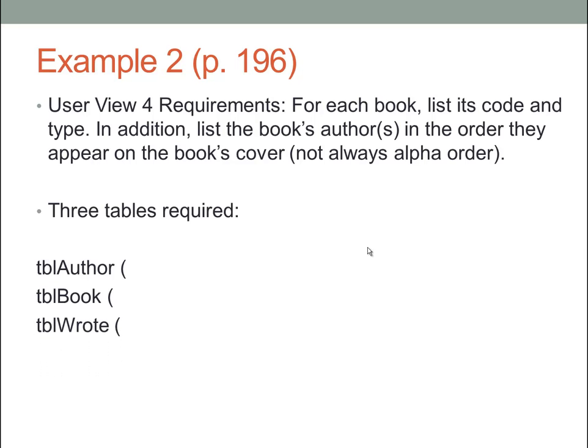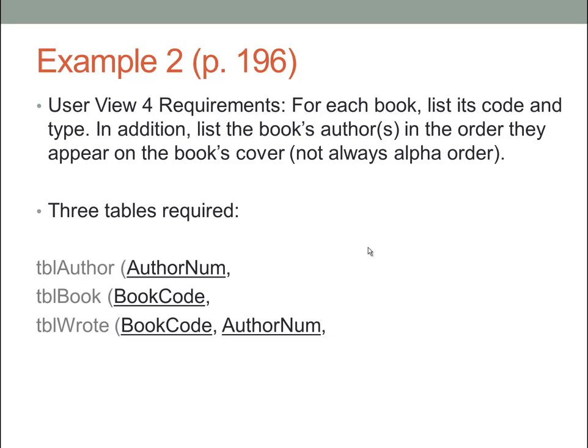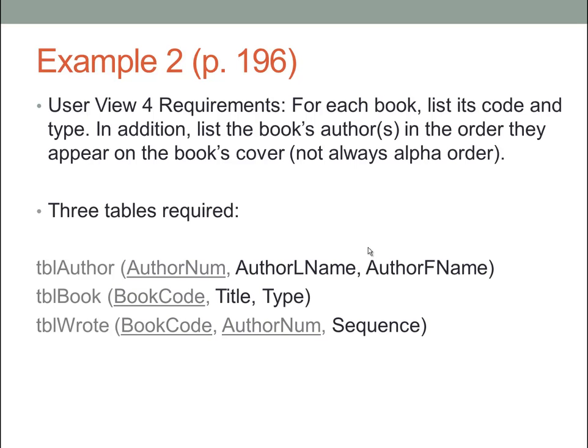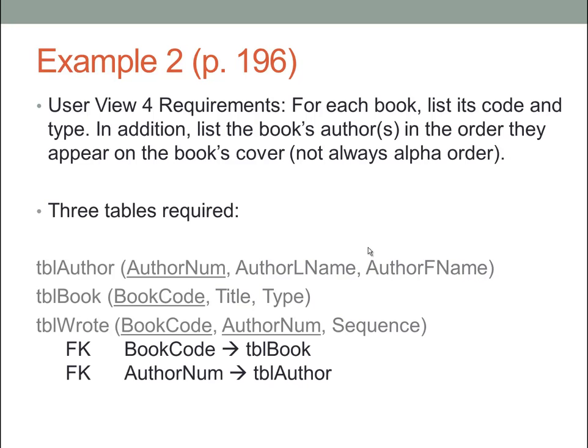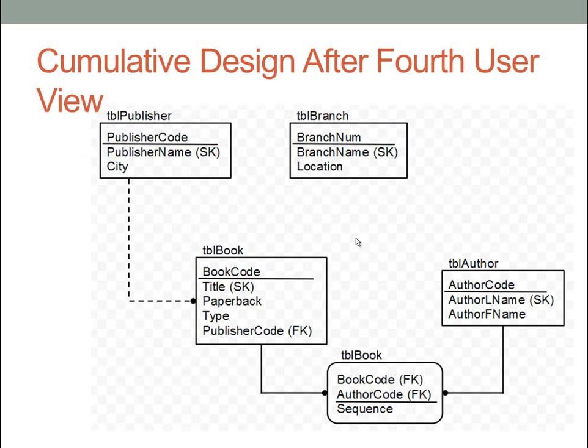I identify the key fields within each of these tables, and I identify any other fields that are required to be included in those tables. I then identify any keys. In this case, I have 2 foreign keys on the wrote table. The book code shows functional dependence onto the table book and the author number to the table author. I then merge it into my overall cumulative design.